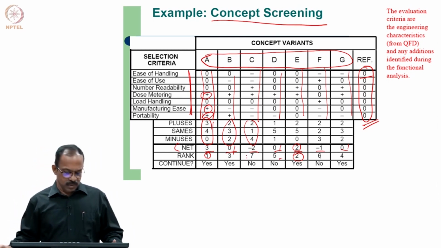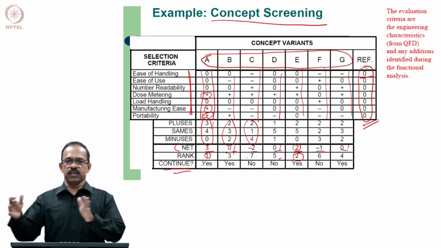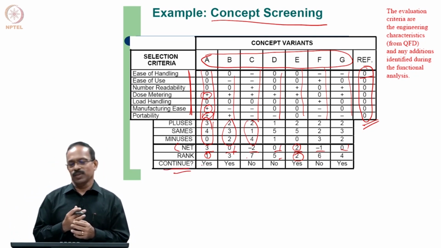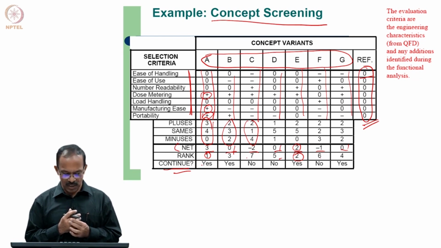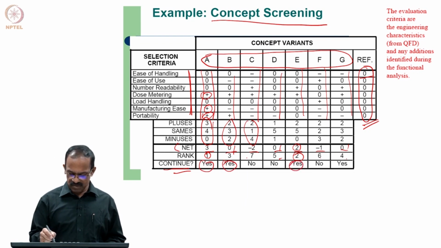Now, you have to decide what to do with this. Say you don't want to take all 7 to the next stage. So, you want to take 3 or 4 or 5, depending on the team's interest in taking it forward. Probably 4 of these can be taken forward.